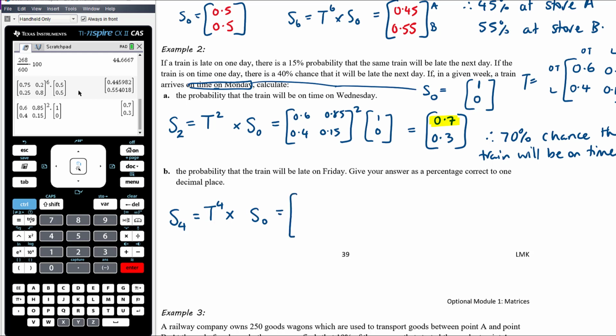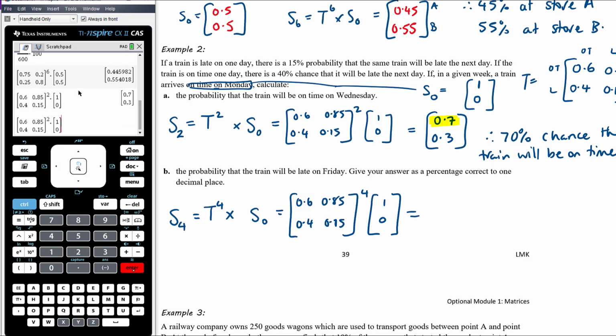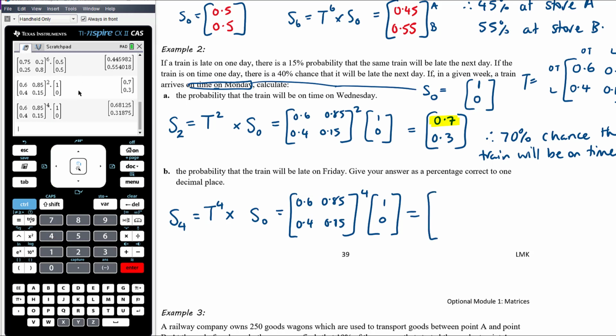So we're doing our transition matrix to the power of 4, and we're multiplying that by our initial state, which said the train was on time on Monday, and we get our CAS to do that. I can just manipulate my previous calculation, so scrolling up and pressing enter, changing that power of 2 this time to a power of 4. And we want a percentage to 1 decimal place, so I'm going to need 3 decimal places here, so that's 0.681 and 0.319.